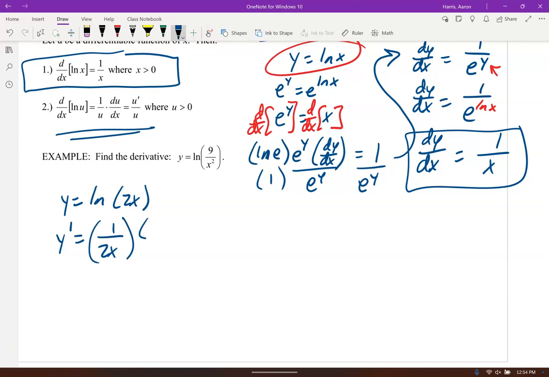But then I'd run chain rule times the derivative of 2x is just 2. So this just ends up being 2 over 2x, which is just 1 over x anyways, in that case. All right, but let's go ahead and do the next one that's actually shown here.